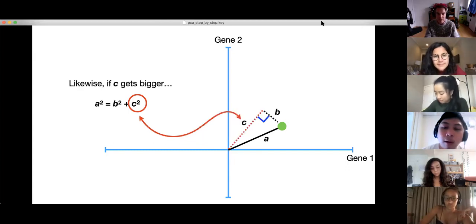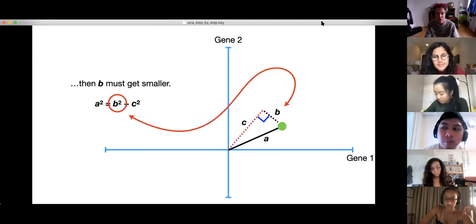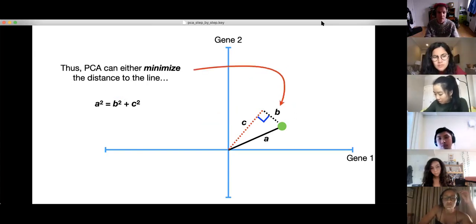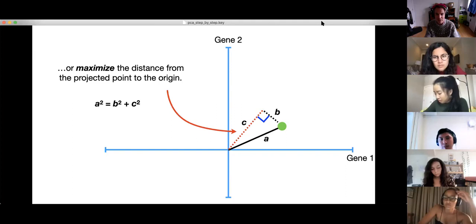Likewise, if C gets bigger, then B must get smaller, again, because A is not changing, and we have to balance the increase in C with a decrease in B. Thus, PCA can either minimize the distance to the line, or it can maximize the distance from the projected point to the origin.